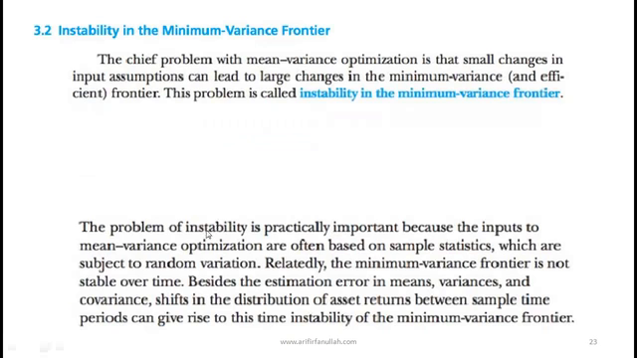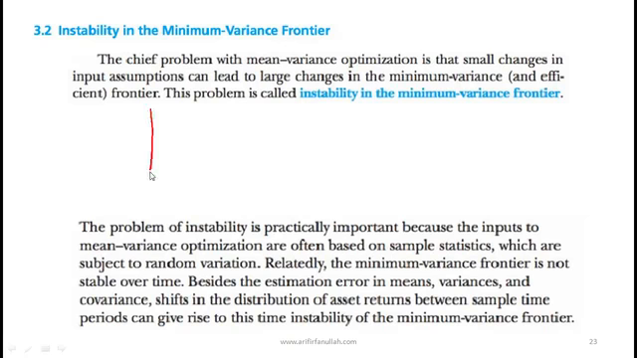All right. Remember, when we talked about practical issues, there were 2 high-level categories. The first one was issues in estimating, and then the second is this, instability in the minimum variance frontier. So I think the best explanation is given right here in the curriculum. The chief problem with minimum variance optimization is that small changes in input assumptions can lead to large changes in the minimum variance and hence the efficient frontier. This problem is called instability in the minimum variance frontier.